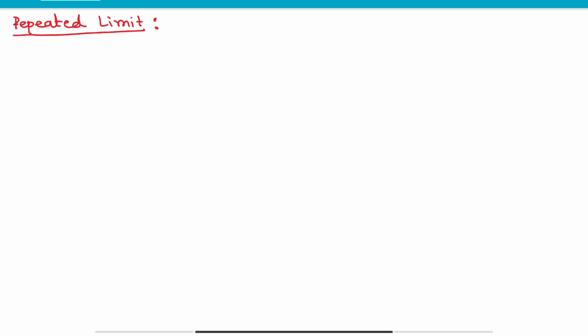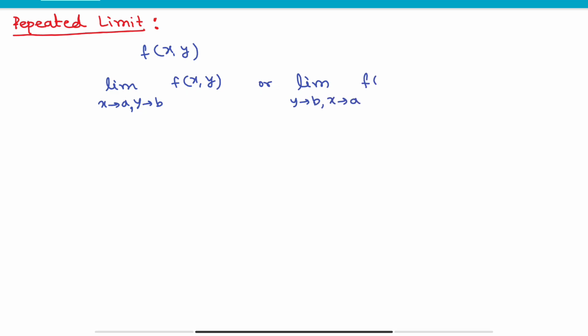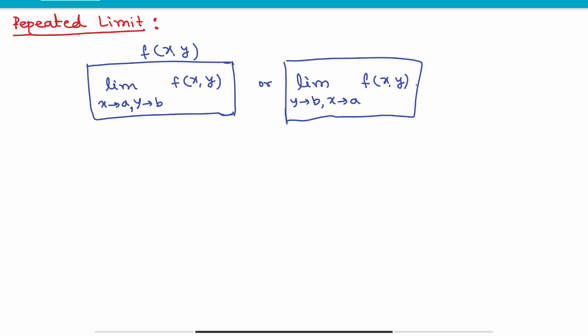Suppose we have a function f of x, y. We can denote the repeated limit in this form: limit x tends to a, limit y tends to b, f of x comma y. Or limit y tends to b, limit x tends to a, f of x comma y. We can denote the repeated limit in this form or in this form, any one of the two formats.